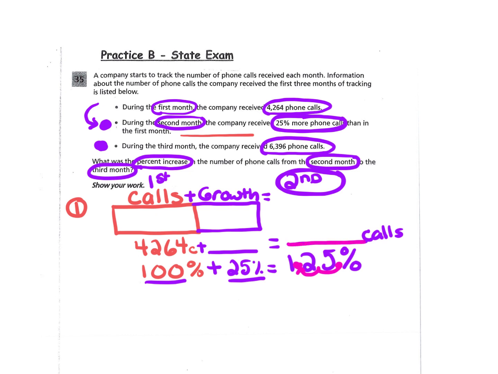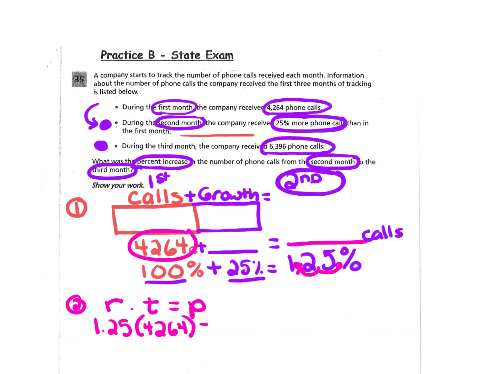We're going to calculate the number of calls. Here we go. R times T equals P. 1.25 times the total, which is 4,264, equals the part we're looking for. Take a moment and make sure you have all these notes. Pause your video if you need a little bit of time to catch up.